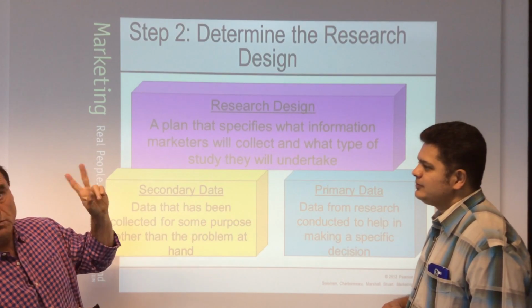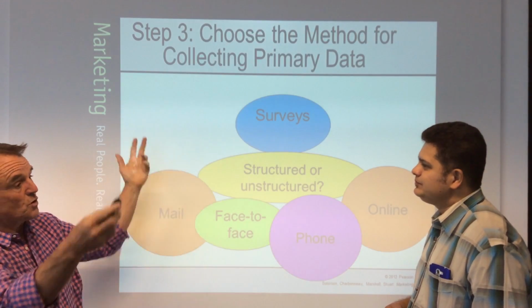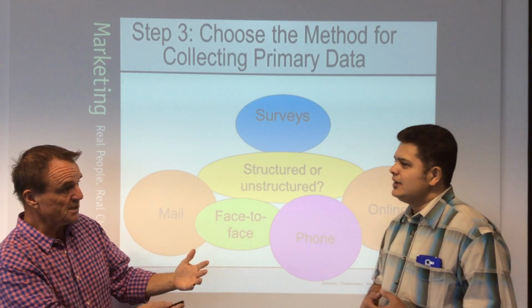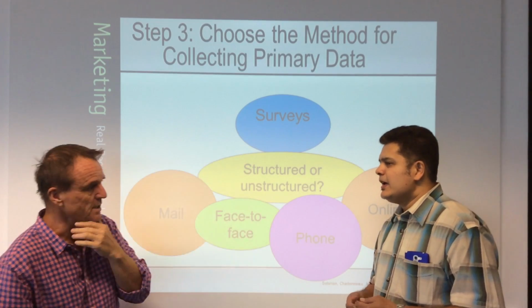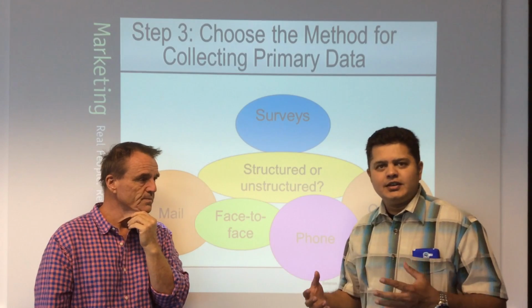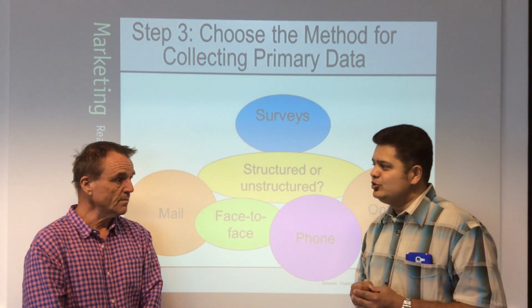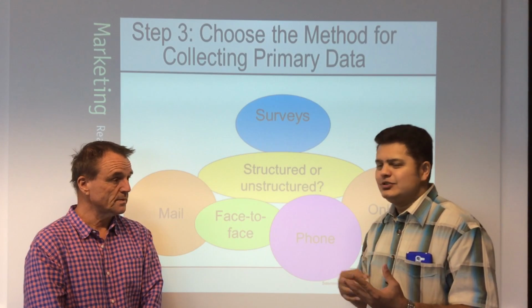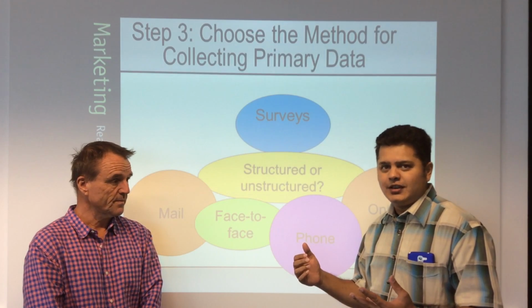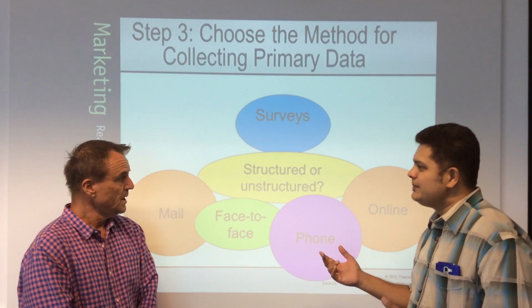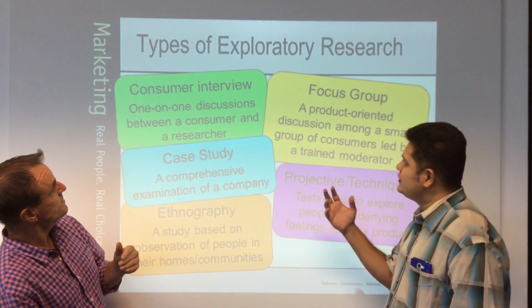Number 3. Then we need to collect that primary data. There are different methods to do that. There are quite a few methods available to collect information, but the question is, what type of research are we really doing? That determines what method we end up using for collecting that data. So if you go to the next slide, that's exploratory.